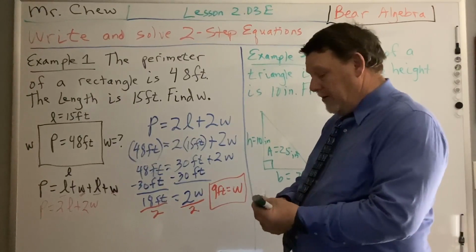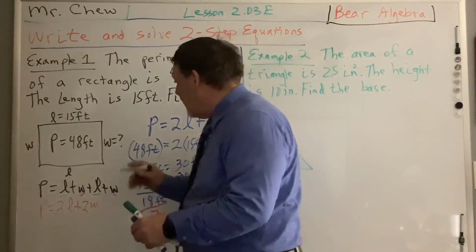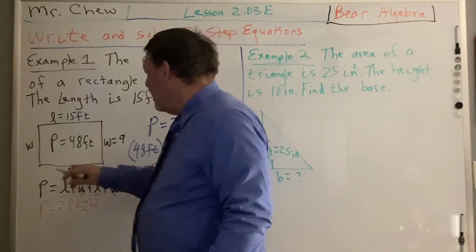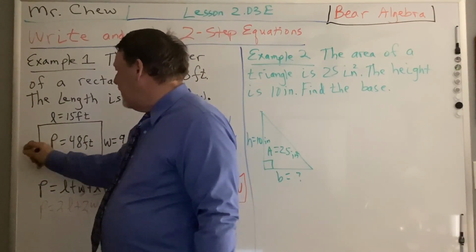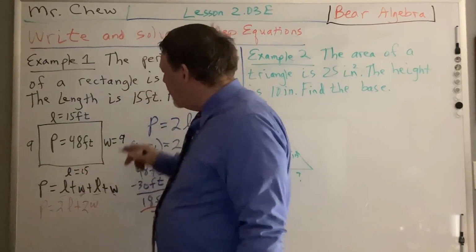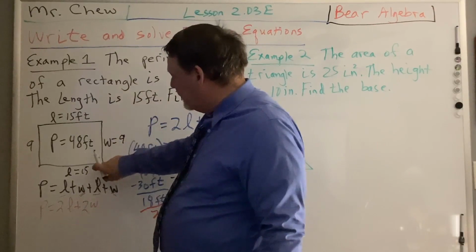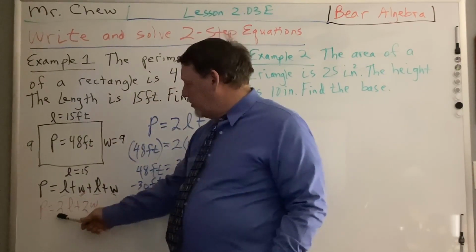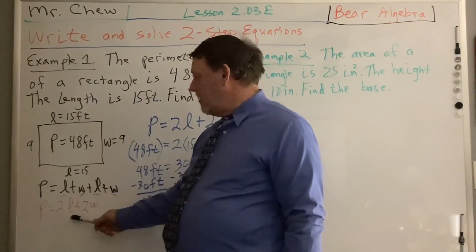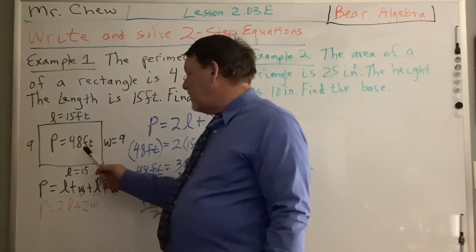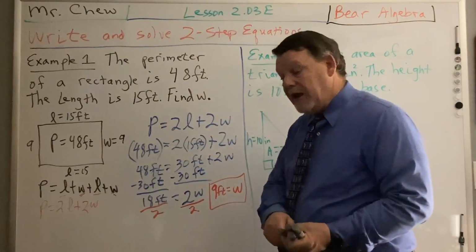So what can I do? I can go over here now, and I can say, I know that this is 9. I know that I've got a 9 right here. And I know down here I've got a 15. So add them up. 15 plus 9 plus 15 plus 9, does that equal 48? We're right here, 2 times 15, which is 30, plus 2 times 9, which is 18, and 30 plus 18 is 48. And that is the answer.